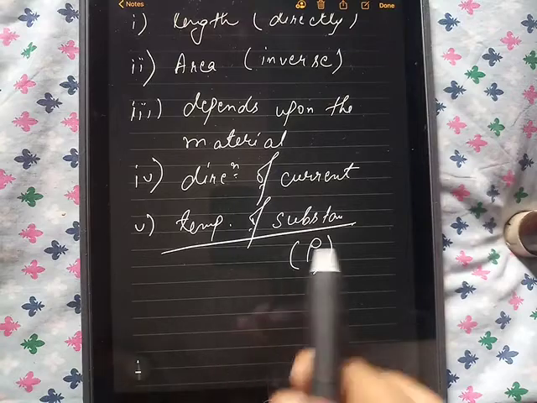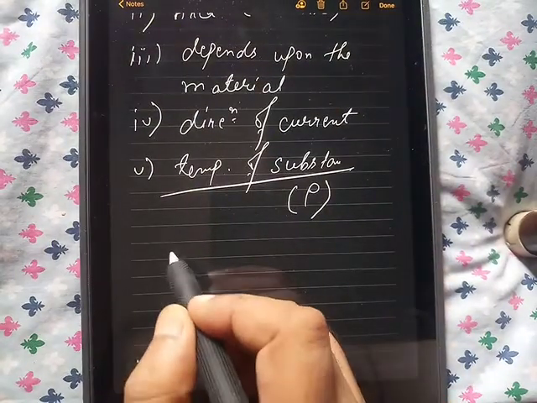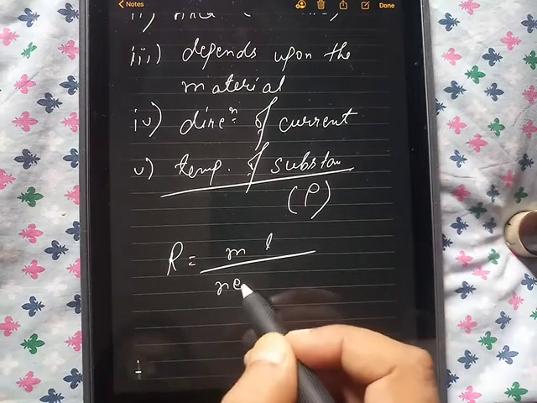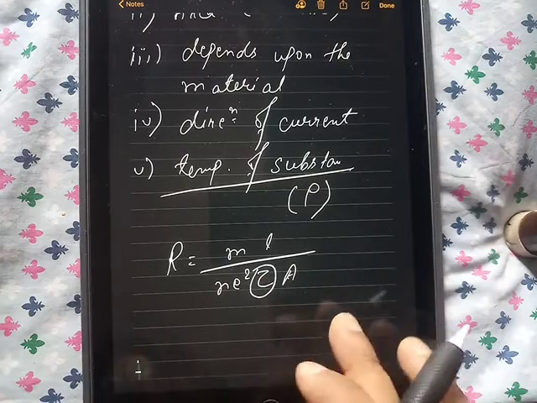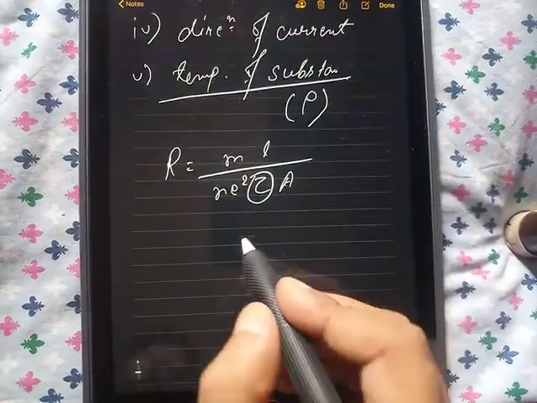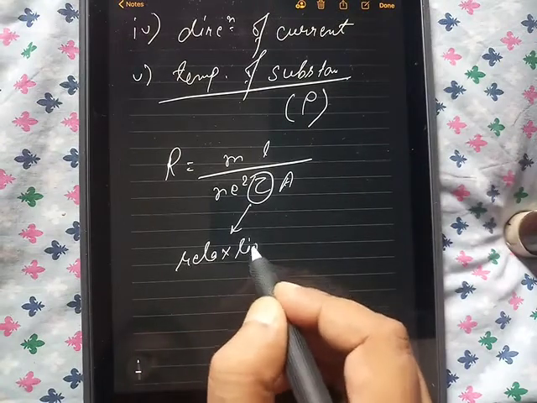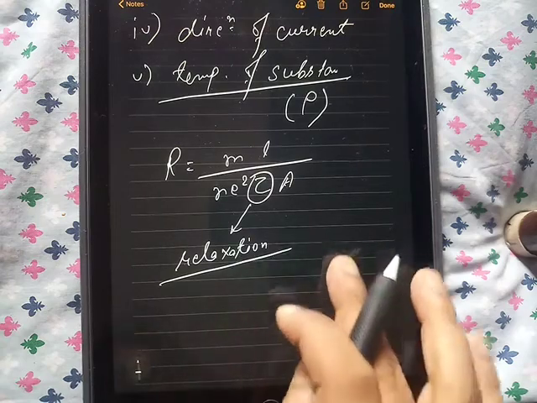How does temperature affect it? It affects R equals mL by n e square tau A, through this factor tau. Tau is the relaxation time. What does it mean? We have already studied this topic, relaxation time.